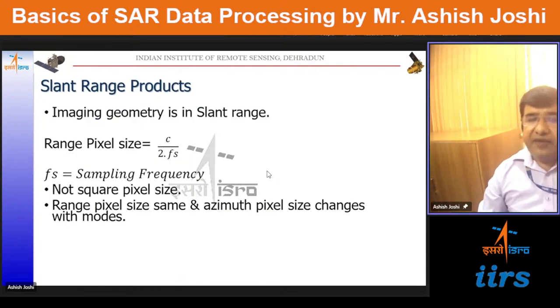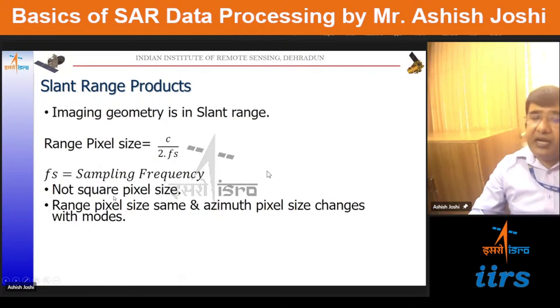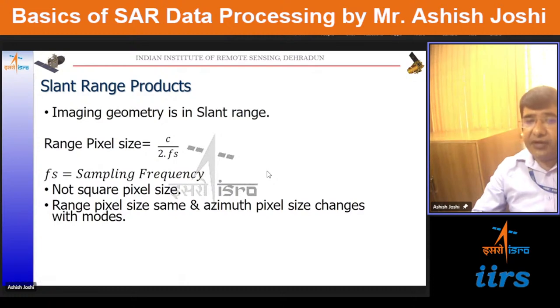And what is the range pixel size in the slant range products? In an image, what pixel size will it give? It is given by c by 2fs, where fs is the sampling frequency and c is the speed of light. In the slant range product, we don't have a square pixel size, so there is somewhat of a compression. The range pixel size stays the same, and the azimuth pixel size changes with the mode.